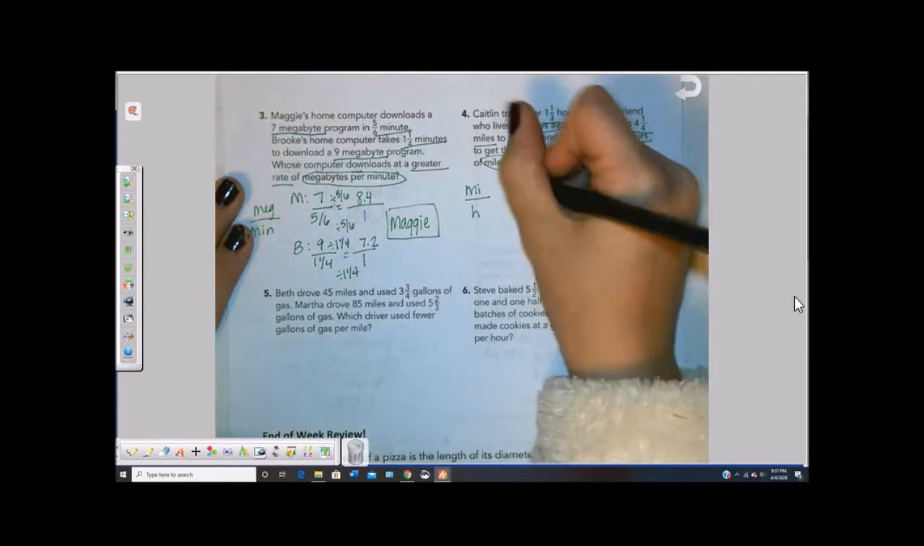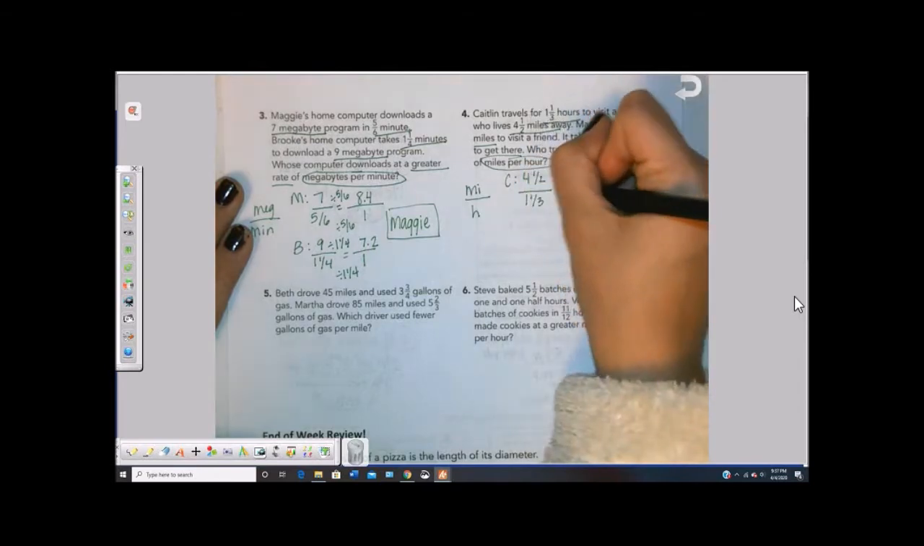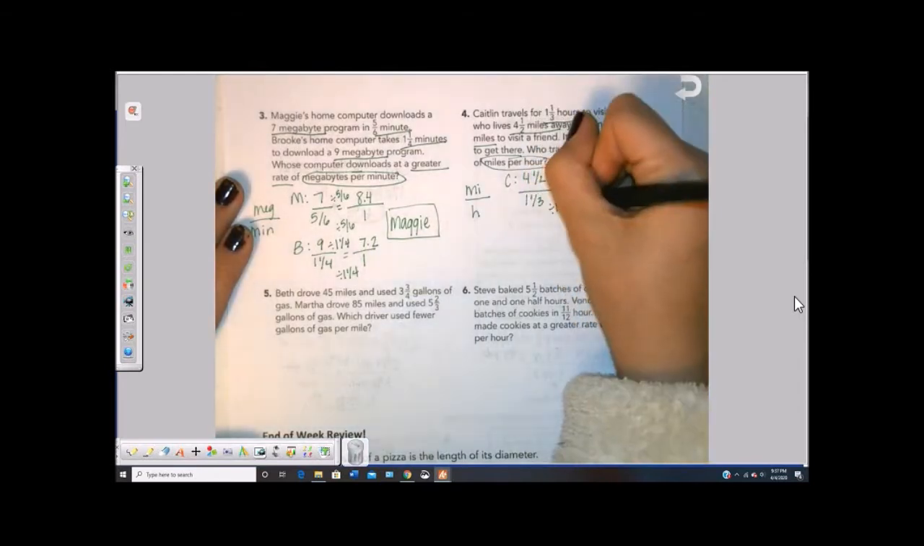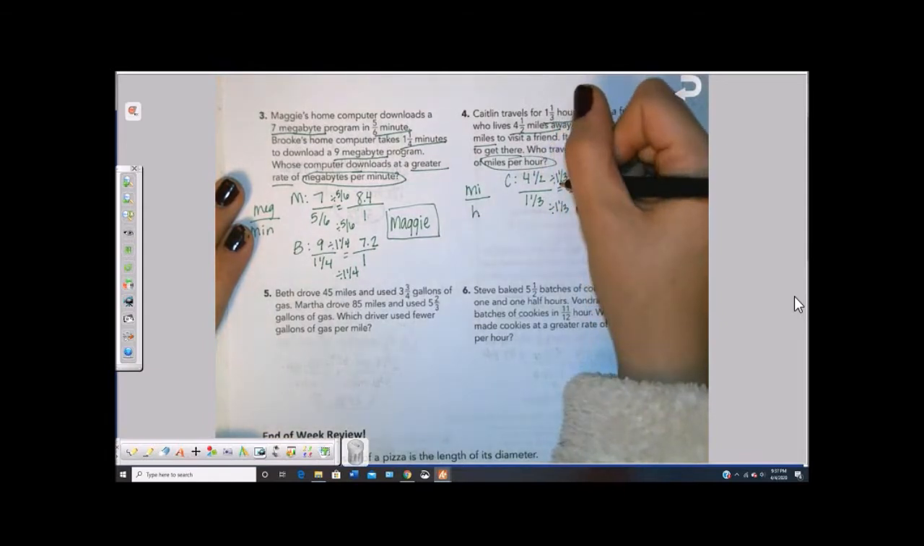So miles over hours, starting with Caitlin, 4 1/2 over 1 1/3 equal to blank over 1. We're going to divide by 1 1/3 on each top and bottom, and you get 3.375. Again, round to whatever number you'd like.